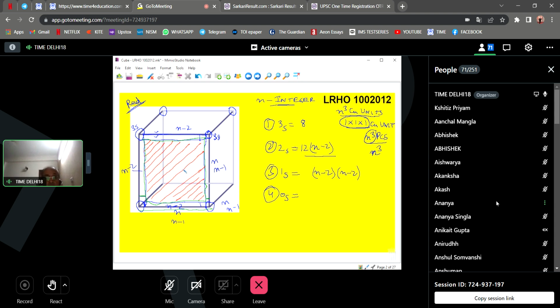How many such faces are there? 6 faces are there in all on a cube. So if I multiply this by 6, do I get the one-sided painted smaller cubes? Yes. Is it fine?